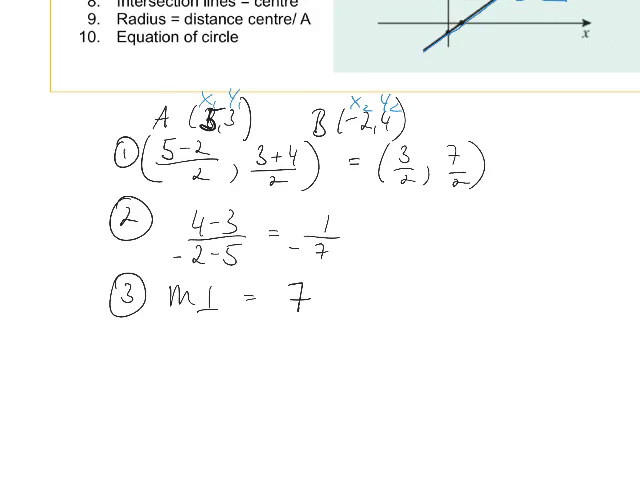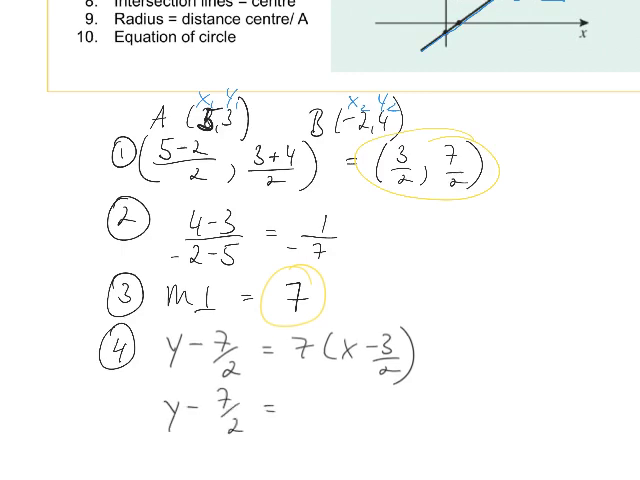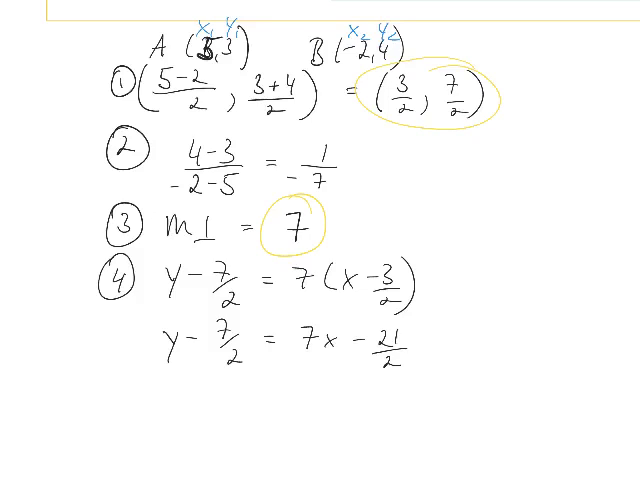Between this slope and this midpoint, we can now find the equation of the perpendicular bisector. So y minus 7 over 2 equals 7 times x minus 3 over 2. We multiply that out: y minus 7 over 2 equals 7x minus 21 over 2. I multiply by 2 to get rid of the fraction.